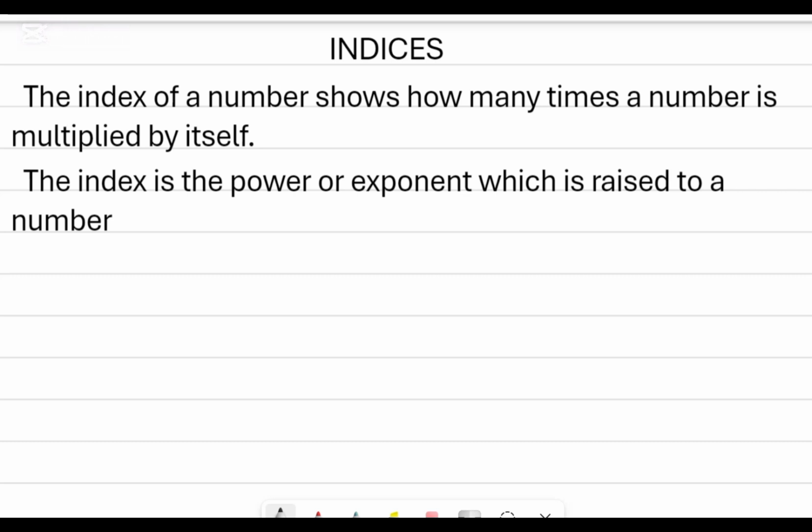Actually, the index is a power or exponent which is raised to a number. For instance, now let's look at this. If I say 5 raised to power 4, this simply means that I should multiply 5 by itself 4 times. So 5 times 5 times 5 times 5.